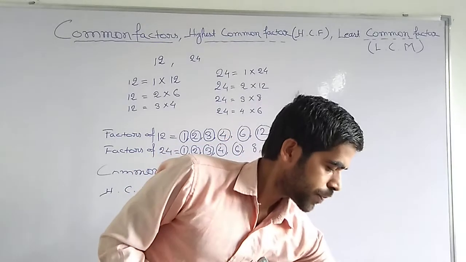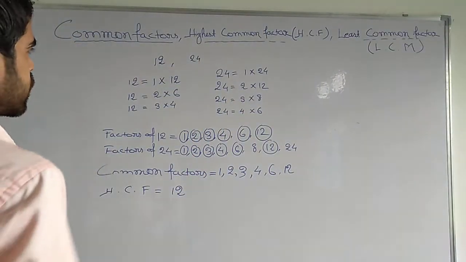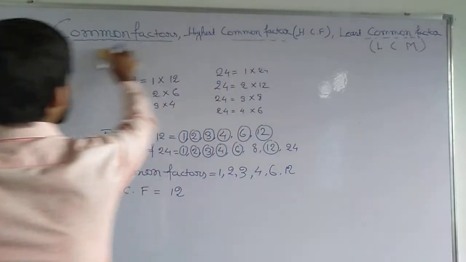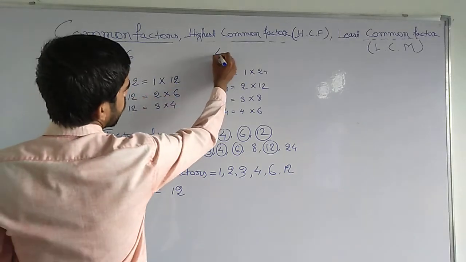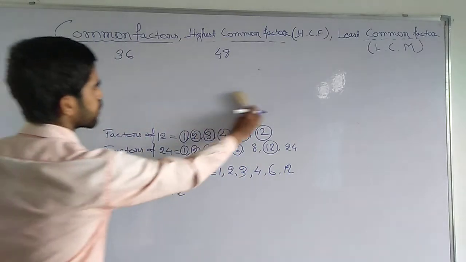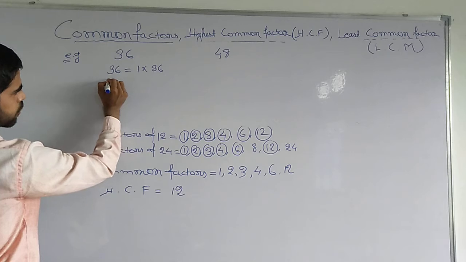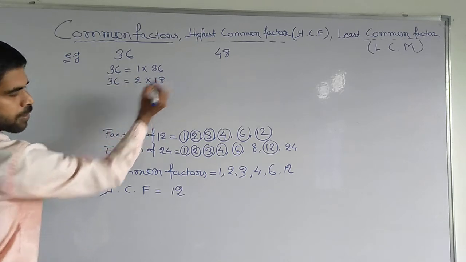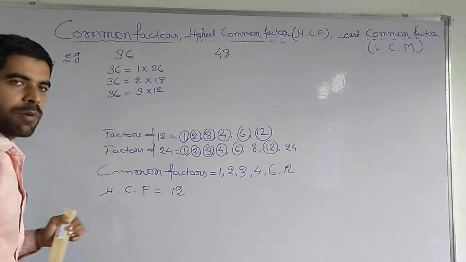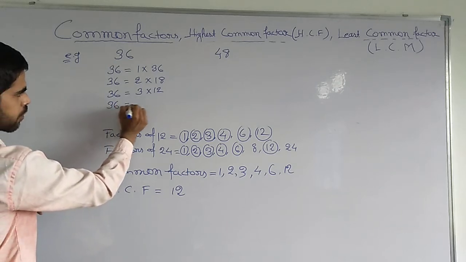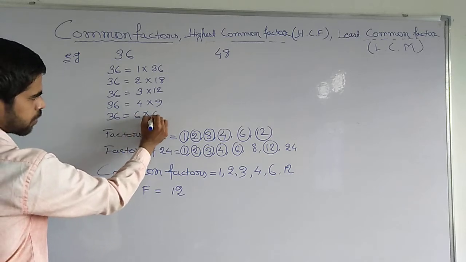Now I will give more examples. Write down this one first. Now another example. Suppose 36 and 48. First, 36: 1 into 36, 36. 2 into 18, 36. 3 into 12, 36. 4 into 9, 36. And last, 6 into 6, 36.